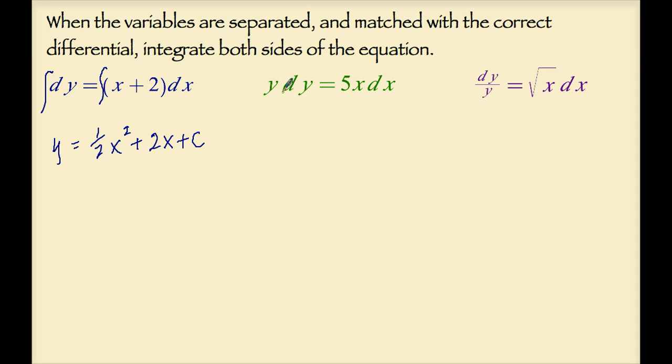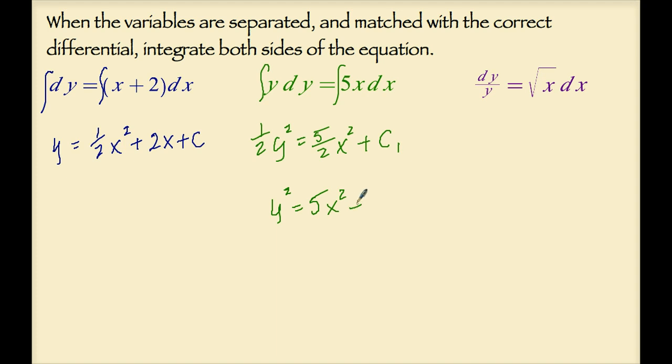In the second example, I'll integrate both sides and get 1/2 y squared is equal to 5/2 x squared plus c sub 1. This constant will undergo another transformation, so I'll label it c sub 1 until it reaches its final form. Now I'm going to multiply both sides of the equation by 2. Y squared is equal to 5x squared plus 2 times c sub 1, which is just another constant, c.